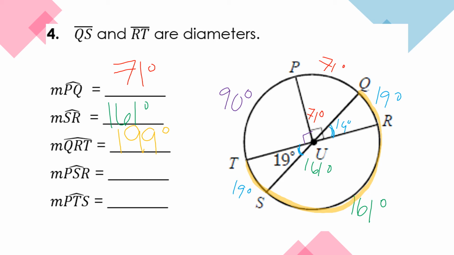All right, the next one we're looking at is arc PSR. So let's start at P, go through S, and then all the way to R. So that's everything besides PR, which we know is 90 degrees because we have that right angle. So 360 minus 90 would be 270.